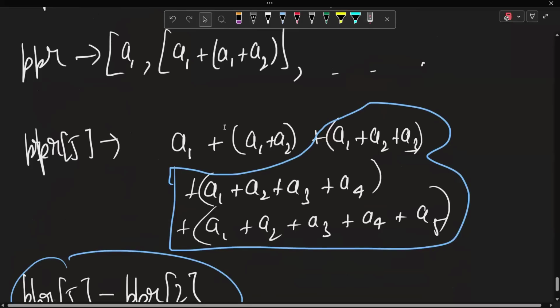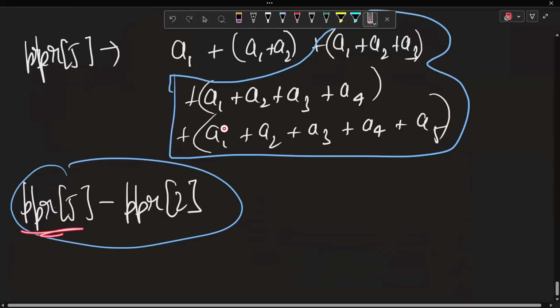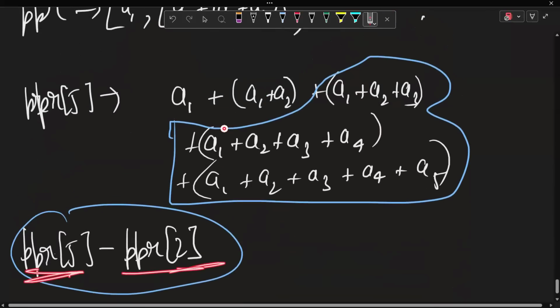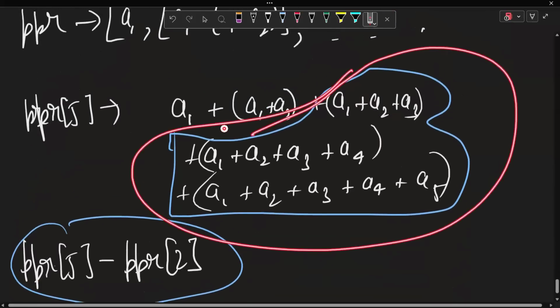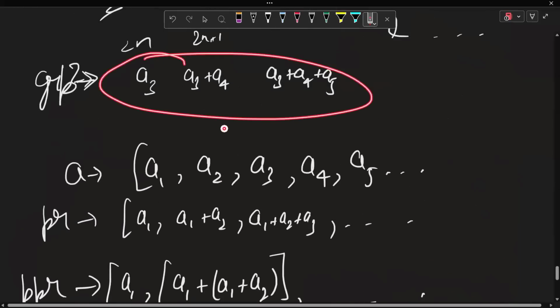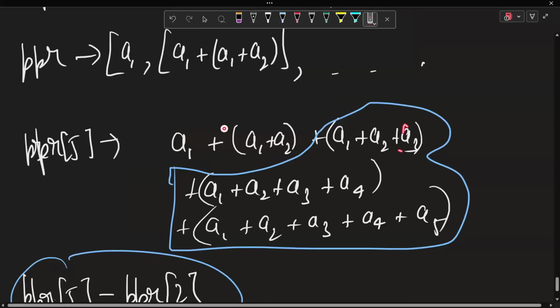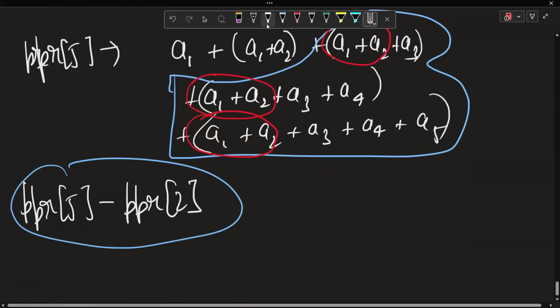So if I take this sum, the sum of prefix sums from the range 3 to 5, and I subtract PPR2, this is this thing. From this, if we want to get to this, what we need to subtract is, this is A3, this is A3 plus A4, A3 plus A4. This is the thing we need to get, and we need to subtract this thing, and this thing. So what we need to subtract is A1 plus A2 3 times.